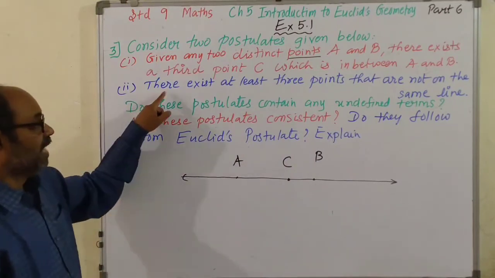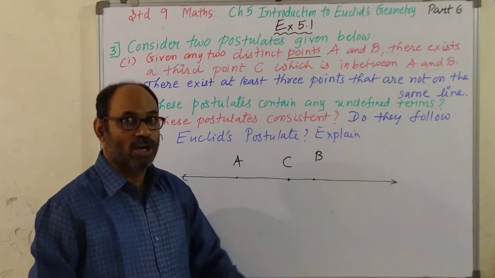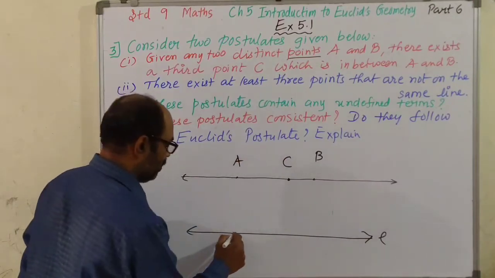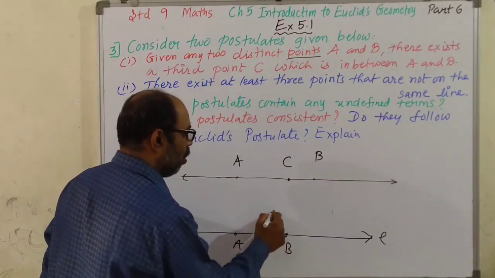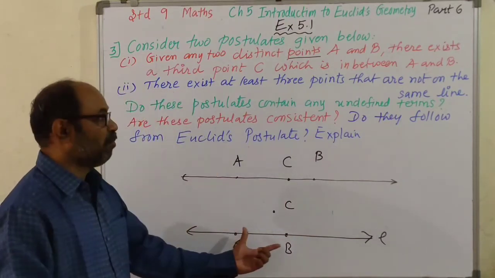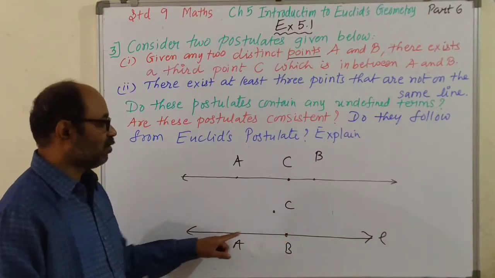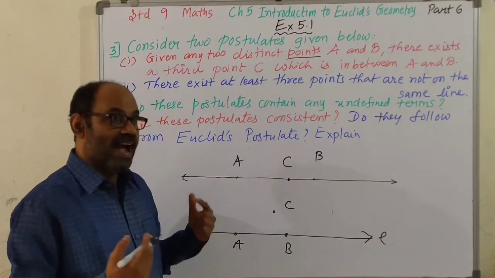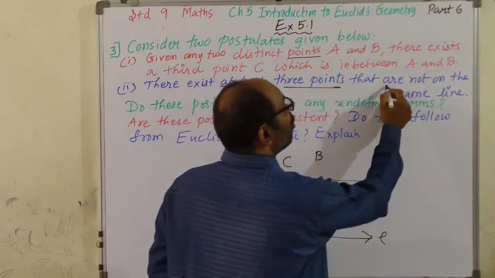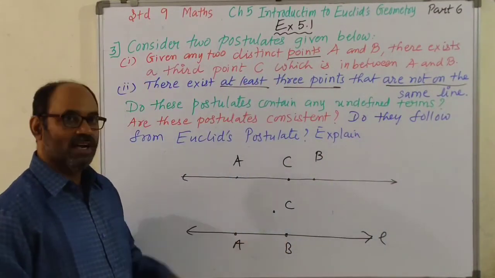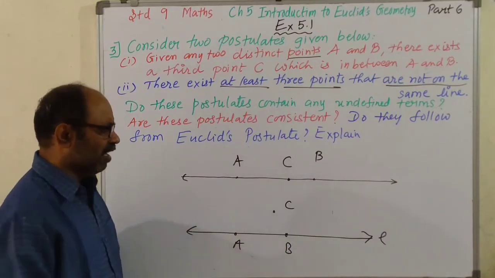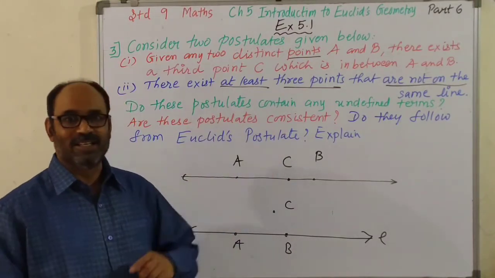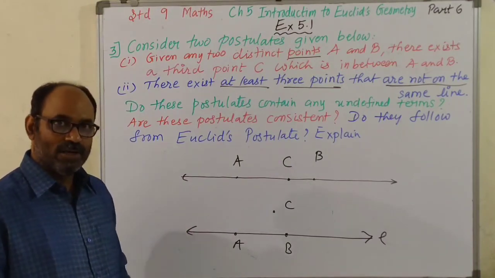Let's see the next statement. There exist at least 3 points that are not on the same line. Look here. This is one line L. There are at least 3 points. So one point, a second point, and a third point outside, because if we take it on the same point, they are on the same line. To show a line, at least 2 points are needed. And there are at least 3 points not on the same line. So I am taking the third point outside. This is also a postulate, a reality. That third point you can take anywhere you like, but not on the line L. So there are at least 3 distinct points not lying on the same line. Okay. So this is also a postulate.